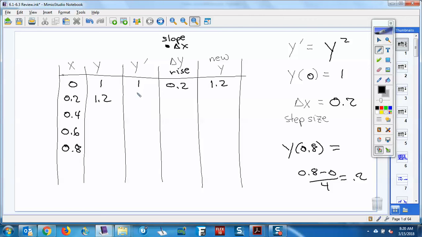Okay, we're going to do our y prime. So we take our y and plug it into our calculation there, and that's going to be 1.44. Then we're going to take 1.44 times 0.2, which is 0.288. And then we're going to add that on. So that's going to be 1.488. Probably should keep quite a few decimal places in there. Again, you'll have your calculator.